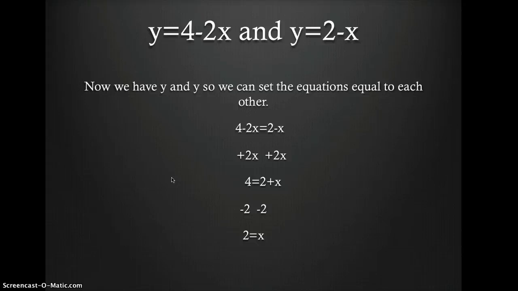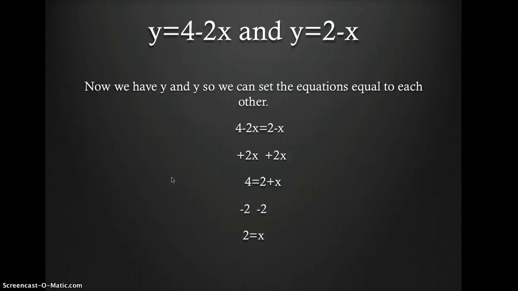So now we have y equals and another y equals, which means that those two equations are equal to each other because they're both equal to y. That means that we can temporarily take the y's out and set the rest of the two equations against each other. So we have 4 minus 2x equals 2 minus x.